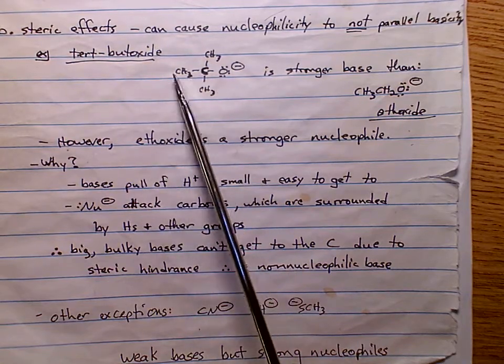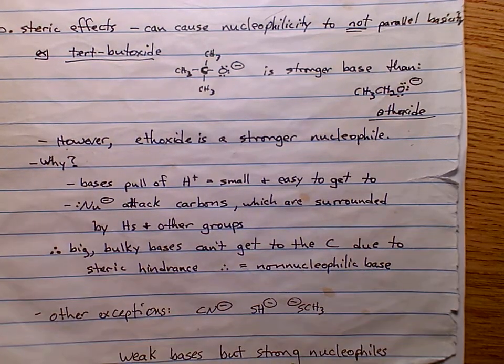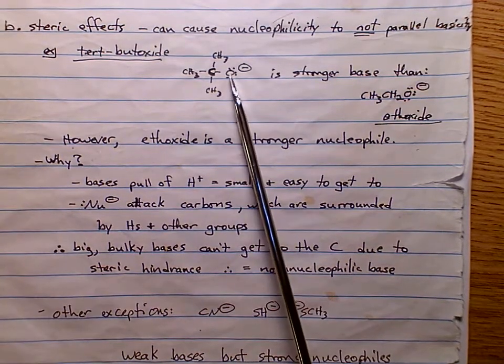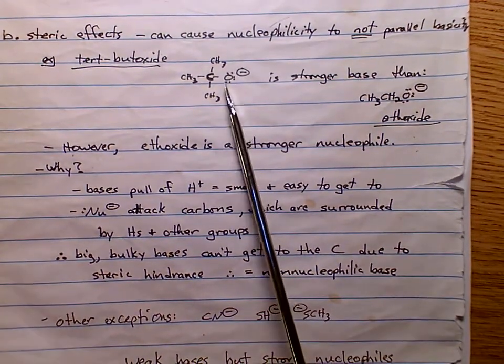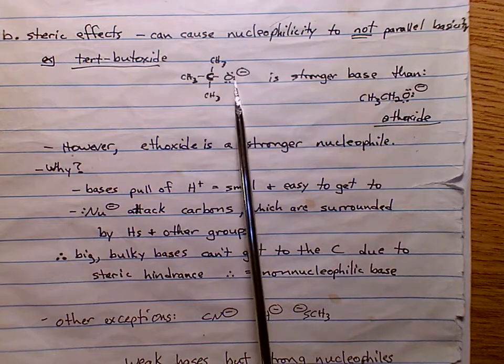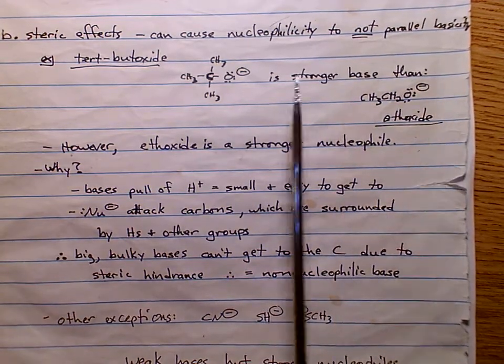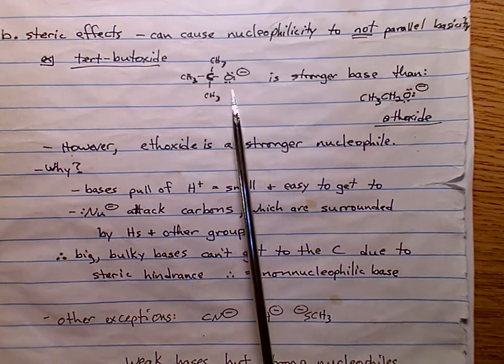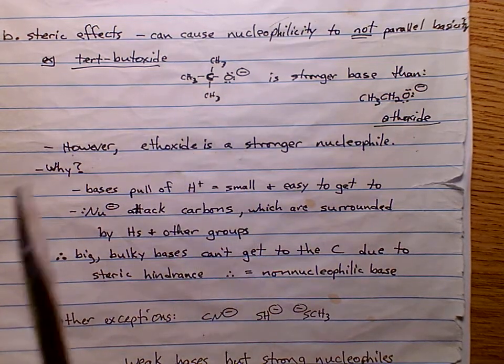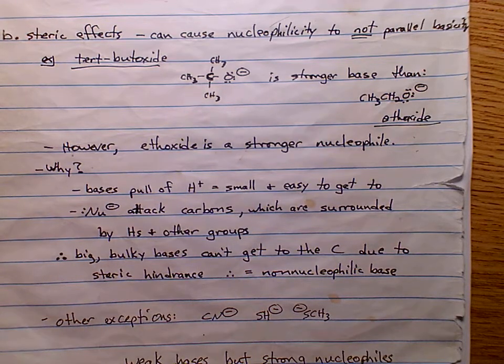So tert butoxide actually cannot act as a nucleophile. It will not attack carbons. It can only function as a strong base. So here we have something that's a strong base. A strong Bronsted base will snag hydrogens like nobody's business, but will not attack carbons. It's too sterically hindered to attack carbons.